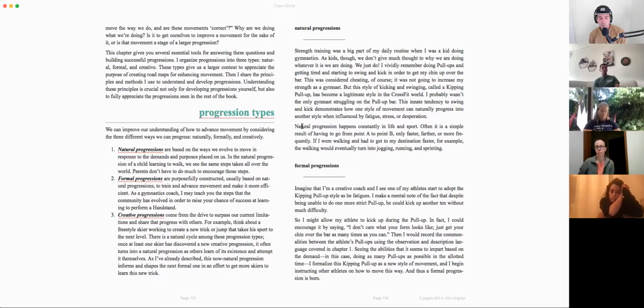Now, when we look at progressions, there are three types of progressions that I think it's important to acknowledge. The first one is a natural progression. The second one is a formal progression.